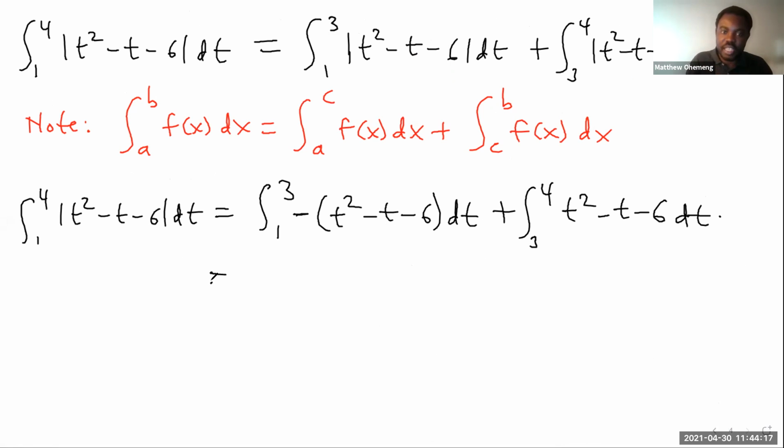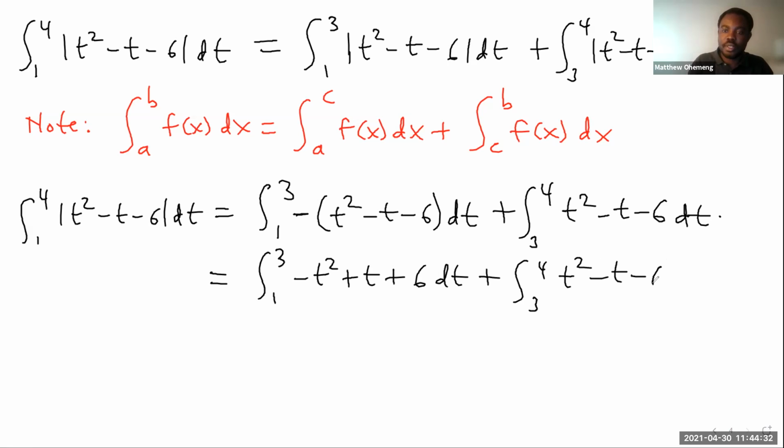So we take the antiderivatives. For this side, let me distribute the negative through. So I have the integral of minus t squared plus t plus 6 dt, and then plus the integral from 3 to 4, which is still just t squared minus t minus 6 dt.